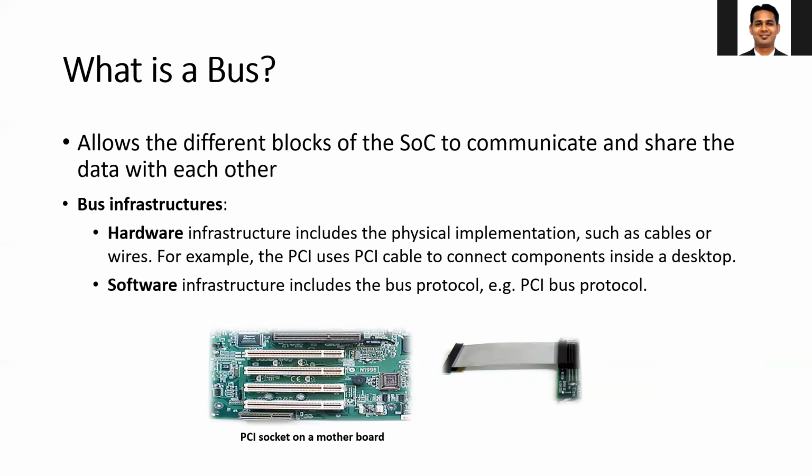In the bus infrastructure inside the SoC, there are two parts. One is the hardware part. Second is the software part. In the hardware part, you have the physical implementations such as cables and wires, which are used to connect the different blocks. While the software part includes the bus protocol, which tells how two blocks can communicate with each other, and what protocols or rules they need to follow.